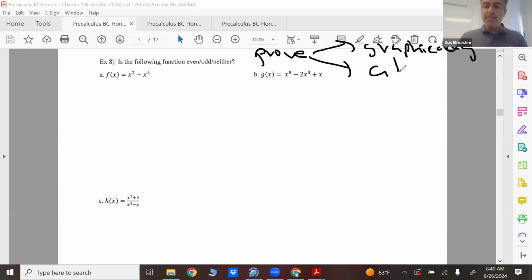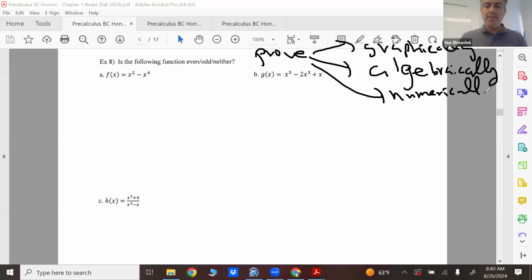You can prove it algebraically, or you can prove it numerically. There are 3 ways you could prove it. Now, I'm going to emphasize this because you guys can handle that. I think for a more remedial class, I'd probably do it numerically. So let's do numerically first and see how that looks.